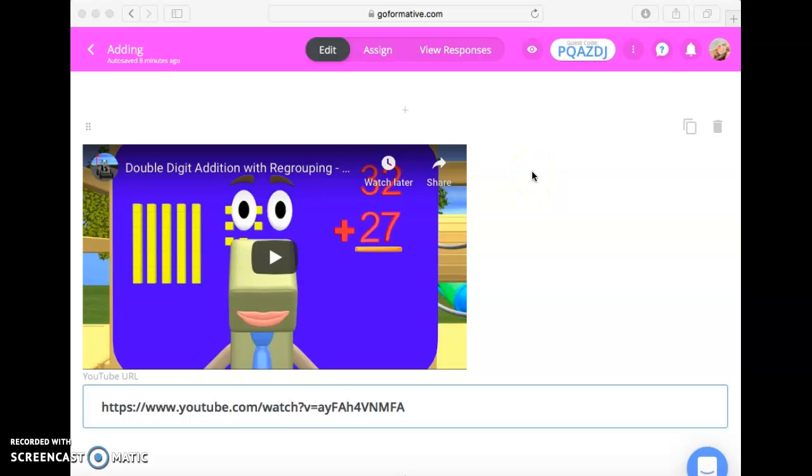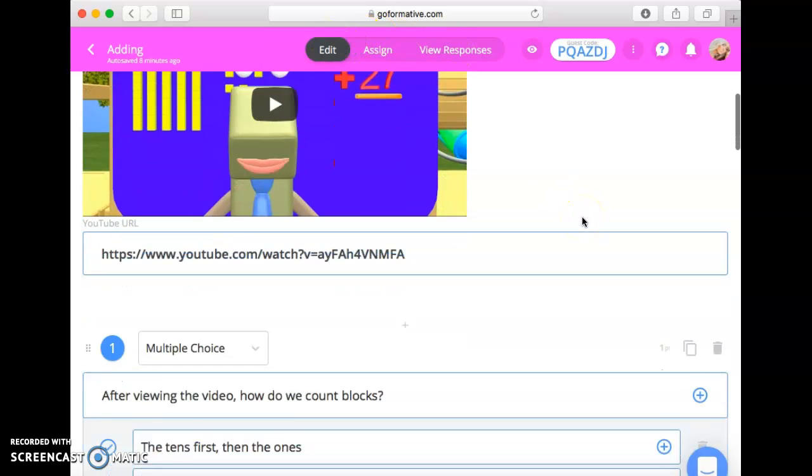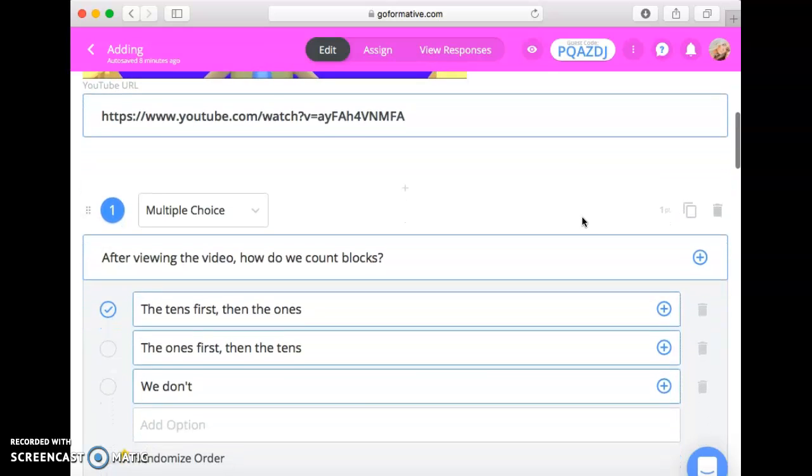Hi guys, I'm going to show you my formative adding assessment that I have made for elementary addition. So up here there are three tabs. We have edit, assign, and view responses. On the edit tab, you can see this is where I have assigned all my questions for my students.